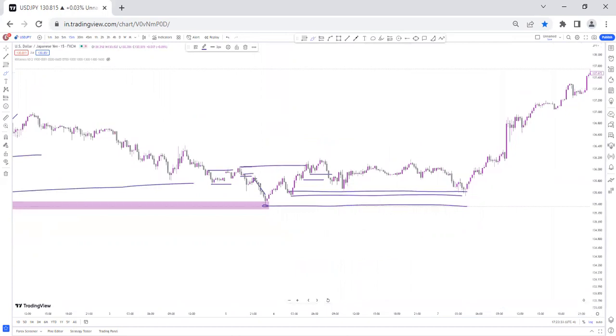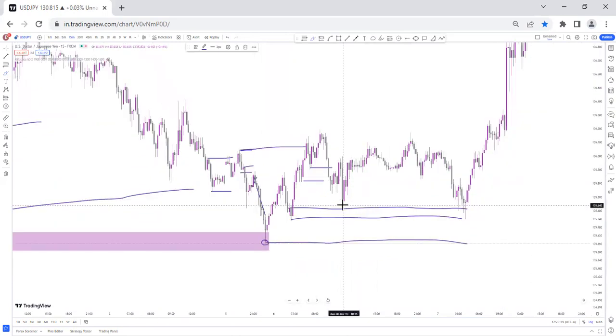Yes, so I remember because of this one, because I saw this inducement here. See this nice inducement. This one was not mitigated. Look carefully. We didn't get a mitigation, so it was still a valid zone. Why is it very wrong?